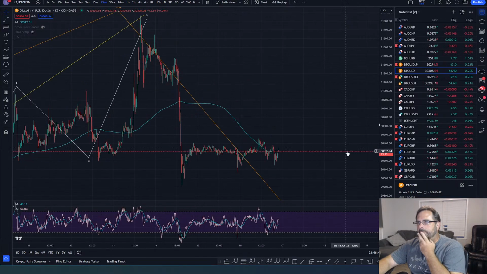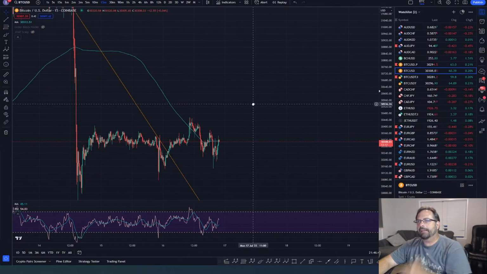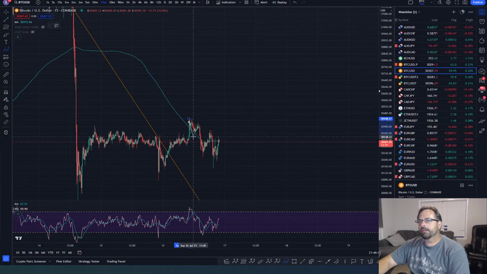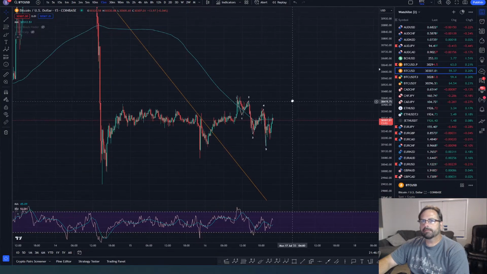Ooh, that looks like a leading diag, doesn't it? Is that a leading diag? 1, 2, 3, 4, 5, with a three-way pullback.